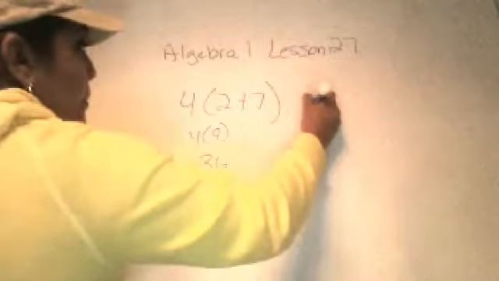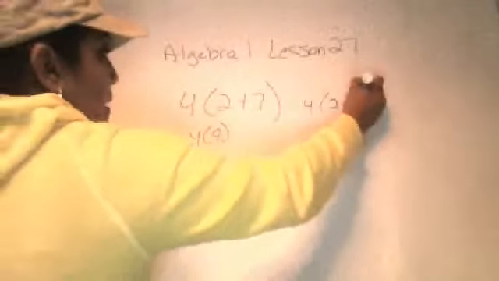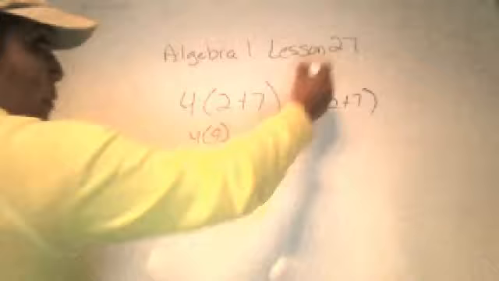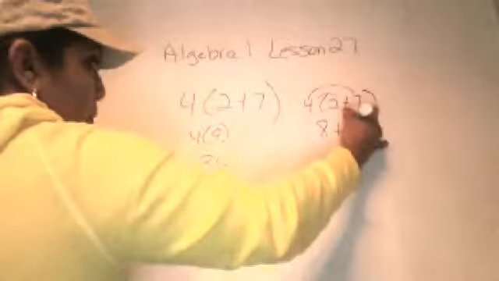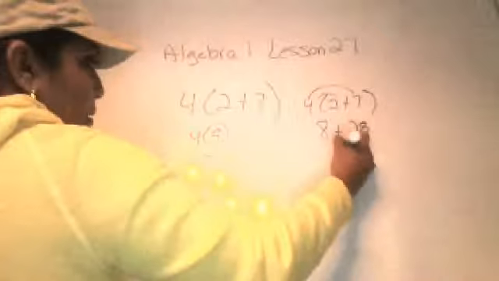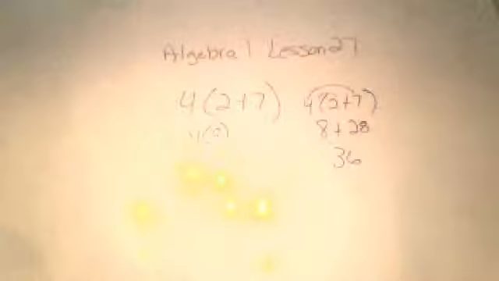Or we said we can simply multiply, right? 4 times 2 is 8 plus 4 times 7, which is 28, and we add them together and we get 36. So we get the same answer regardless of which order we do.